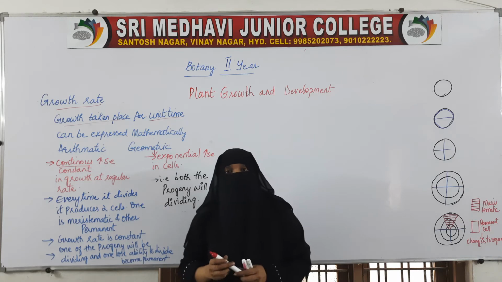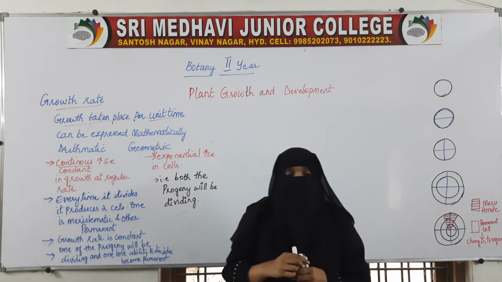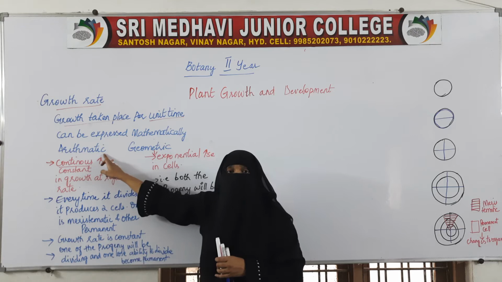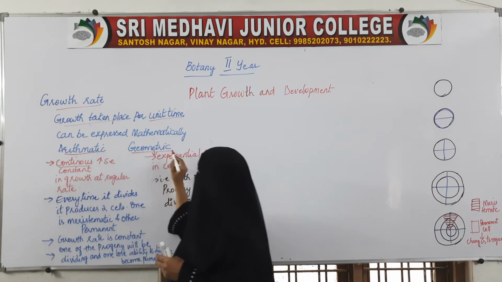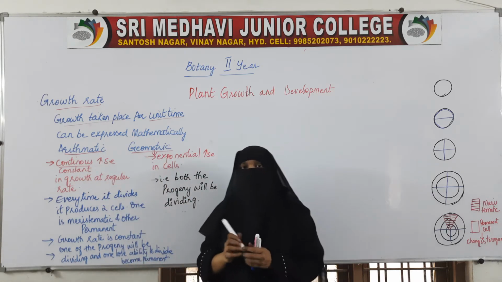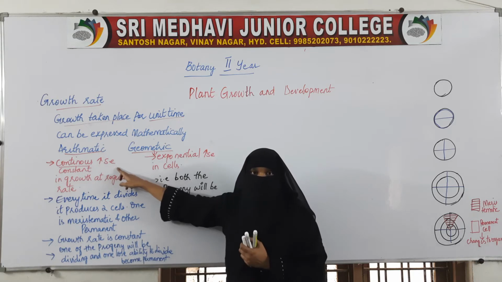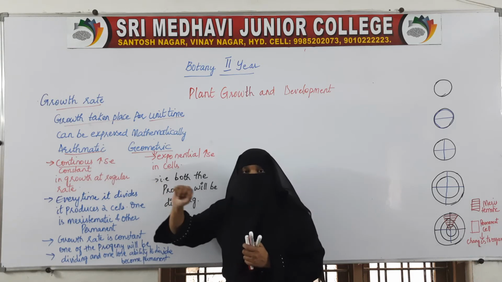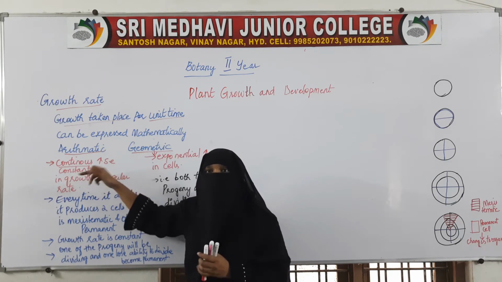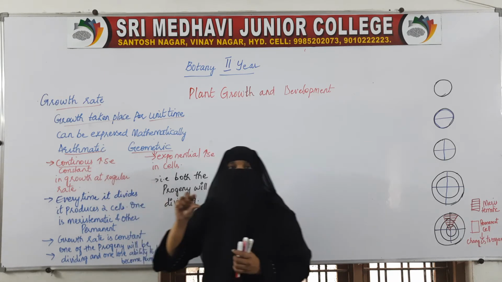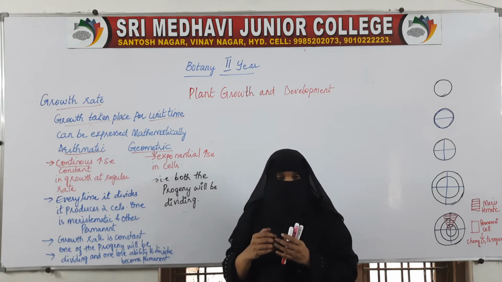And this growth rate can be expressed mathematically. Here we express growth rate in two ways: one is arithmetic growth rate and second is geometric growth rate. Here in arithmetic, we all know what arithmetic is. In this arithmetic growth rate, there is continuous increase in size, in number, or constant growth is seen. Every time when it grows, it will show the same.